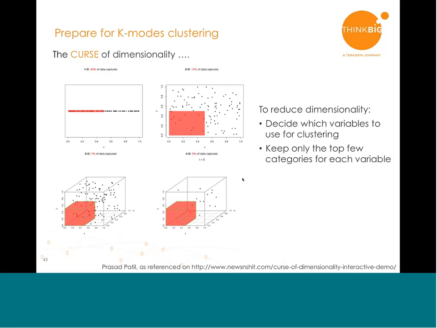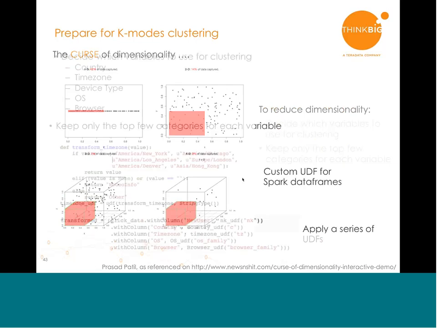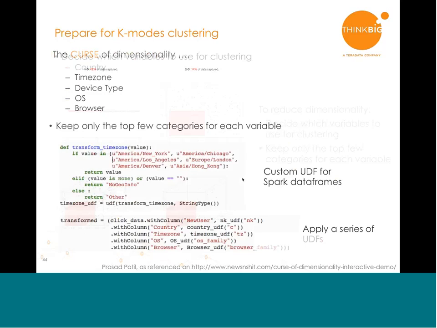So for example, for time zone, there are 24 different time zones. But if we look at the data itself in this use case, there are only about 3 or 4 that actually have a high number of hits. And so we'll group by those 4 time zones plus another category. The variables we decided to use for clustering were country, time zone, device type, operating system, and browser. And as I said, we'll keep just the top few categories.